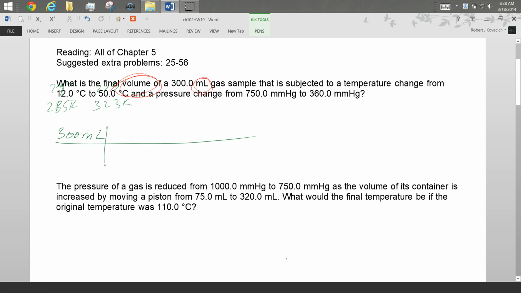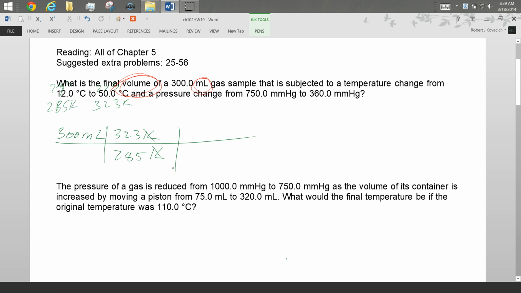Okay, so now we have to think about what happens to this, and then what those changes would do to the volume. So what happens to the temperature? It increases. So if you heated up a balloon, tell me what would happen to its volume. It would get bigger. All right, so hotter air, bigger balloon. So I'm going to put 323 K in the numerator and 285 K in the denominator.